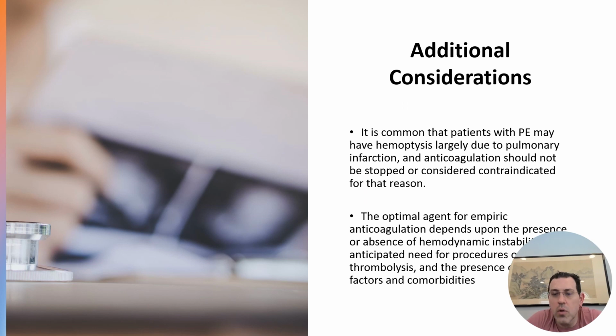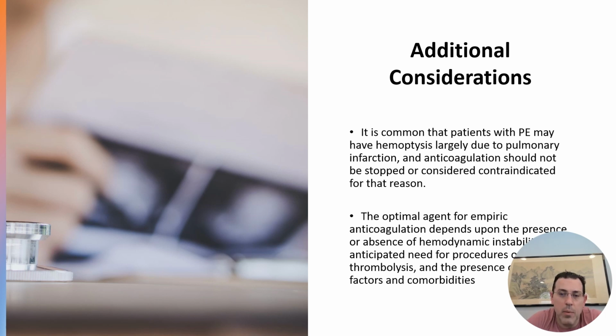So some additional considerations here: it's common that many patients with pulmonary embolism have hemoptysis, and this is simply because we're throwing a blood clot to the lungs and we're infarcting that particular part of the lungs. Now, what a lot of individuals might be concerned about is, oh, they're bleeding. And so therefore, since they're showing signs of hemoptysis and bleeding, it's contraindicated to start empiric anticoagulation. And that is not the case. I mean, this is an exception, you could think of, to a lot of the rules, and it's important for you to know about that.